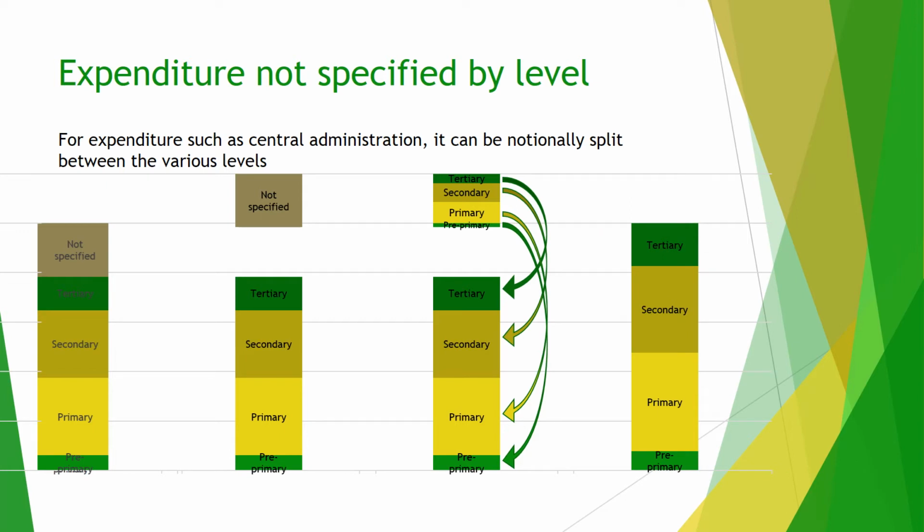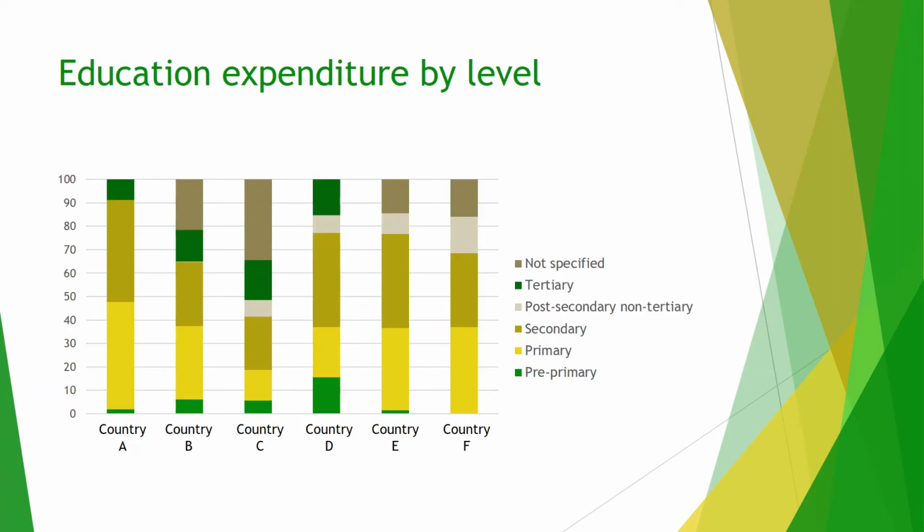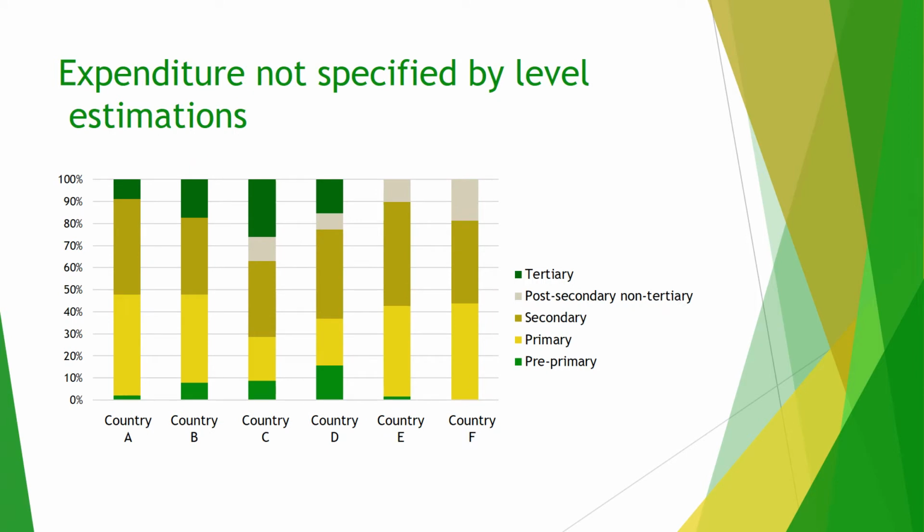And we reconstruct this total expenditure by allocating the non-specified expenditures to the different education levels. This is what we had before, on the previous slide, where we still had non-specified expenditure. And with this exercise, we can reallocate those non-specified expenditures to different education levels. And this makes the comparison easier between the different countries.